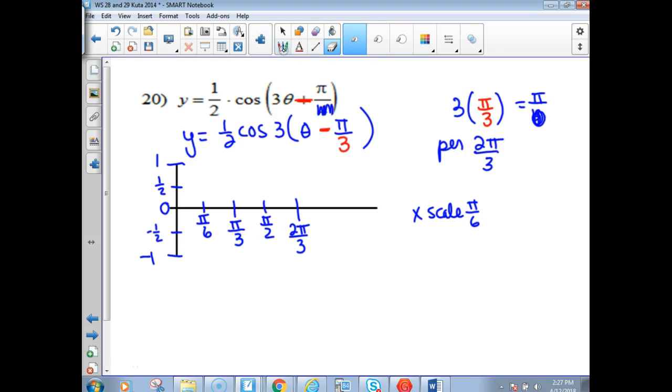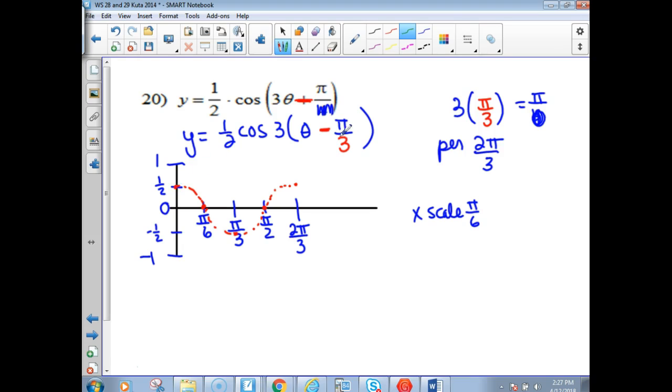I'm going to just talk about this graph now as if I'm not shifting it. I've got a cosine, so I'd start up high, come to the midline, go to the min, back to the midline, and then up to the max. So this is as if it's not shifted. And if you're able to do the whole graph without showing that, that's totally fine.